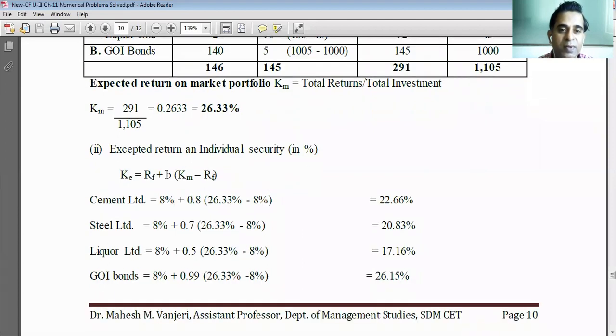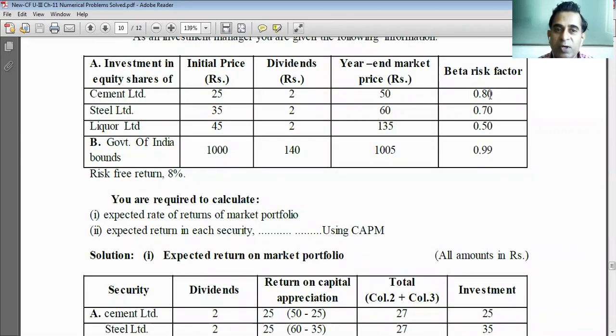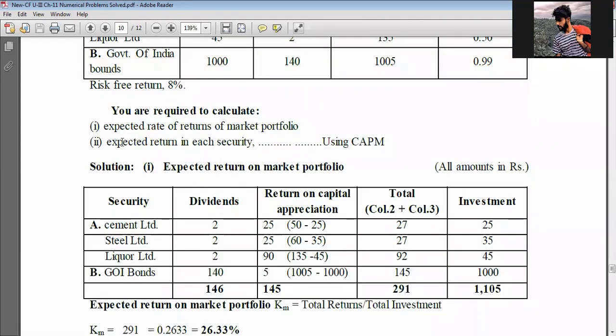Then beta is a beta factor. It is also given in the problem: for Cement Limited 0.8, for Steel Limited 0.7. Then KM is the return on market portfolio, which we just now calculated, 26.33%, minus RF. RF is the risk-free return, which is again 8%. By using this formula, we can find out the expected return.